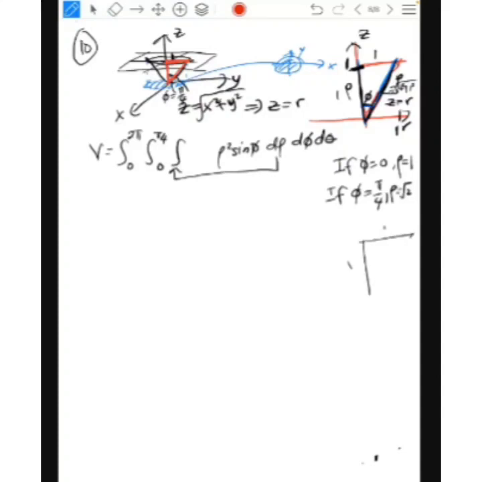This will be square root 2. Okay, this is what happens here. So, when phi equals 0, rho equals 1, and when phi equals pi over 4, rho equals square root 2. So your rho will be in between 1 and square root 2. Okay, so how to determine these changes?